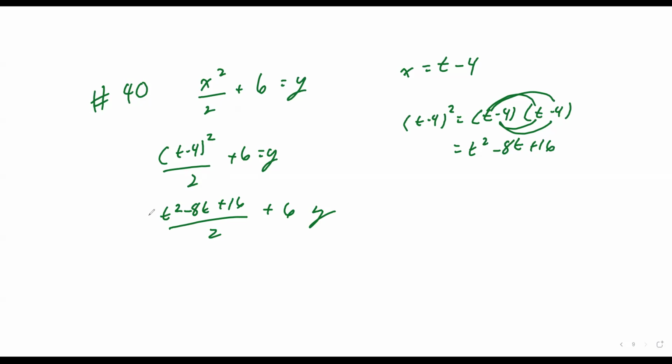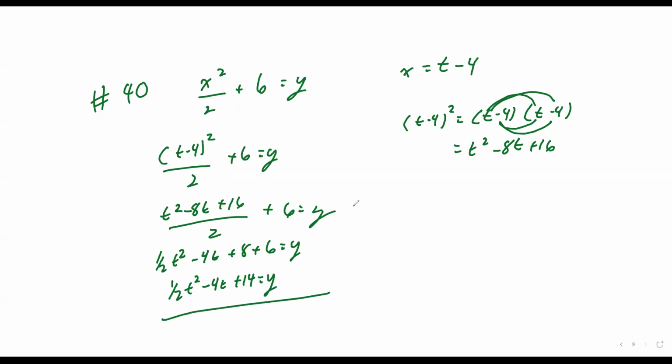They did. So what they did is they then applied the 2 to all of this. So this becomes 1/2 of t squared. 8 divided by 2 is 4, so this is -4t. 16 divided by 2 is 8 plus 6 equals y. Combine like terms, so I get 1/2 t squared minus 4t plus 14. There's your equation for y.